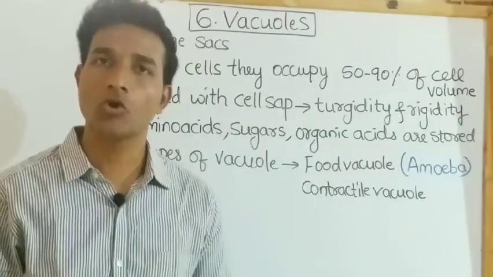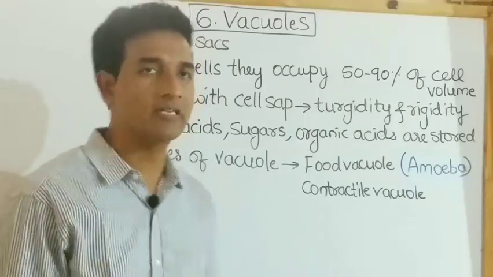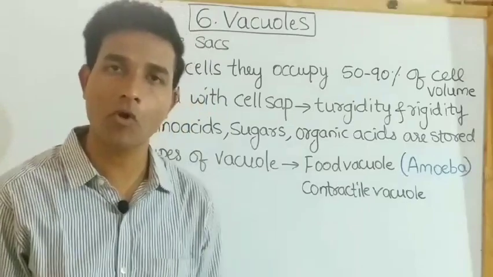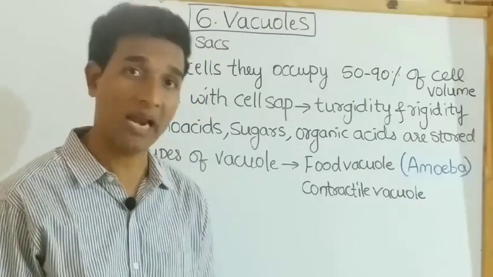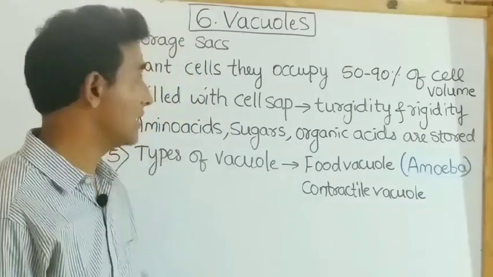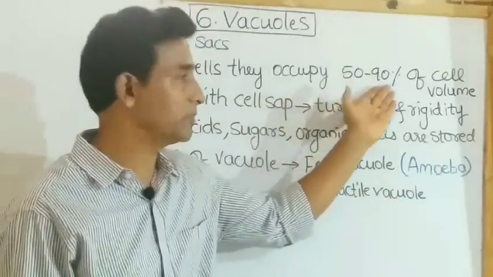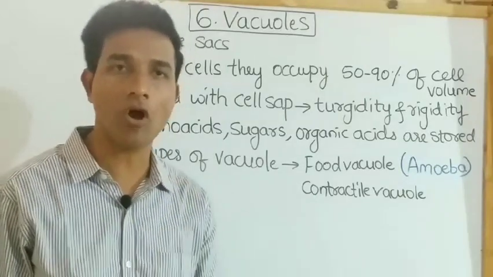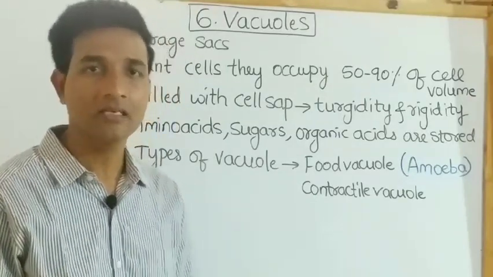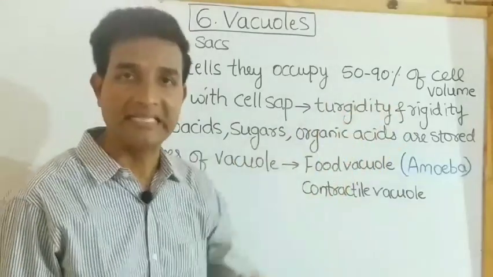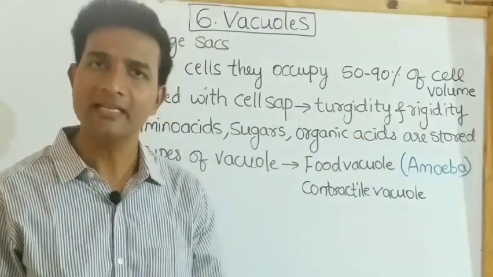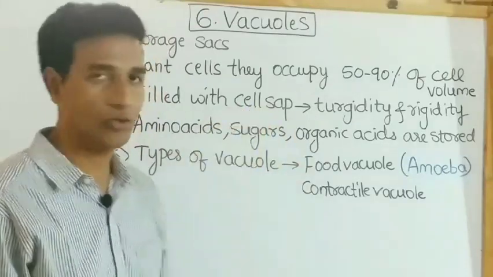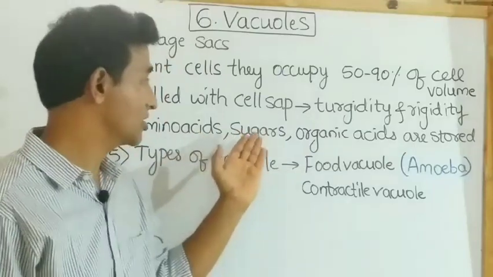Vacuoles. These are the storage sacs for solid or liquid content of the cell. We know that vacuoles are small in the animal cell, but in the plant cells they are very large. Sometimes they occupy 50 to 90% of the cell volume. The plant cell vacuoles are full of cell sap, and they provide turgidity as well as rigidity to the cell.